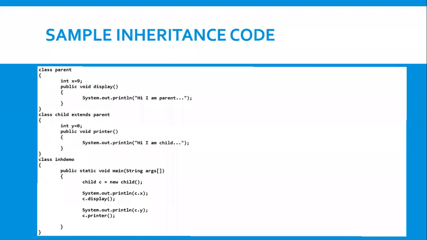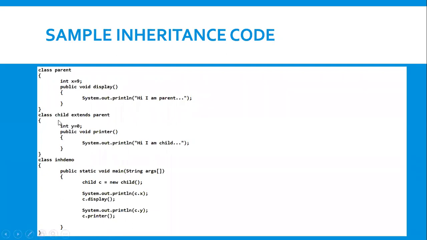Let us see sample inheritance code. For example, I have a class called parent having two specifications, that is one variable which is initialized with 9, and the method called display saying that I am a parent.